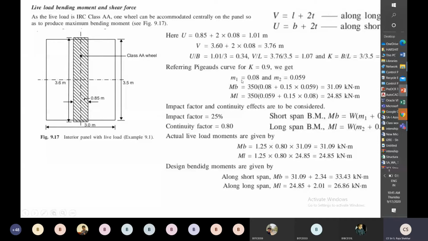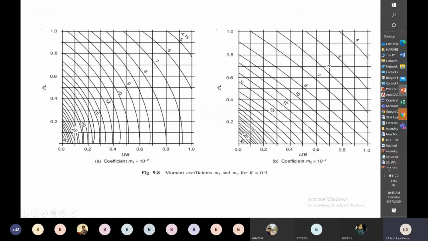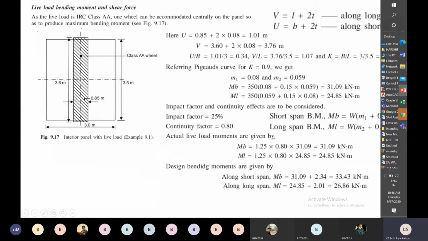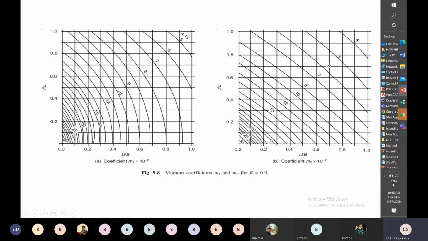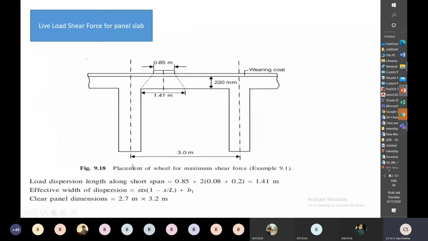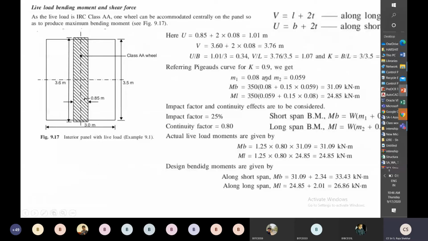l is the length of the load, and b is the width of the load. If we calculate like that and read these values from this chart, we get the m1 value, and from this chart we get the m2 value. After calculating all those things, I got m1 equal to 0.08 and m2 equal to 0.059. The m1 value depends upon u by b and v by l. After that we need to multiply by the impact factor.